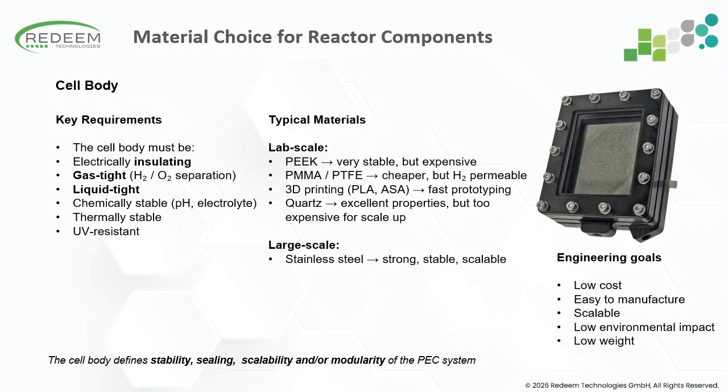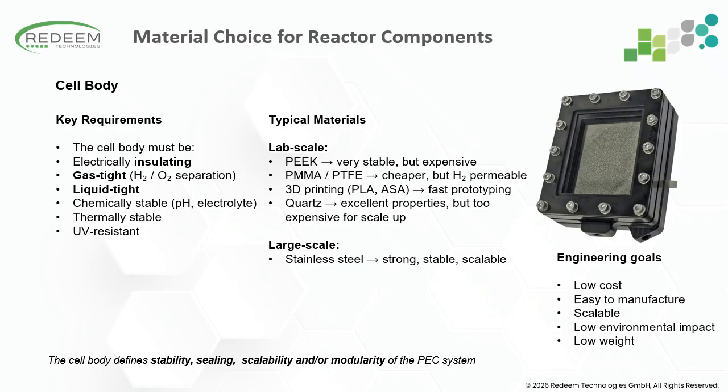So let's start with the reactor body maybe. On the right side, you can see a picture of our Redeem PEC cell body. And although this doesn't take part in the photoelectrochemical reaction itself, it has a major impact on the overall reactor performance. It needs to electrically insulate the electrodes, keep the system gas and liquid tight, and withstand the electrolyte, operating temperature, and UV light. In the lab, materials like PEEK or PMMA or 3D printed polymers are popular because they are easy to machine and great for rapid prototyping.